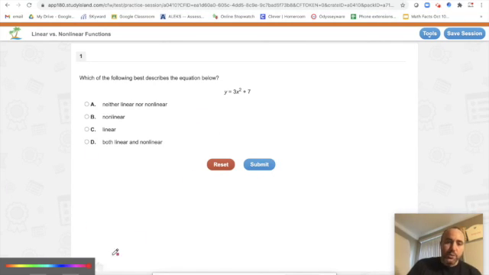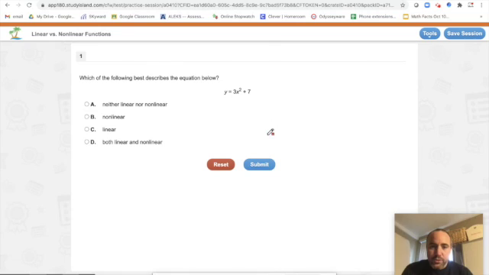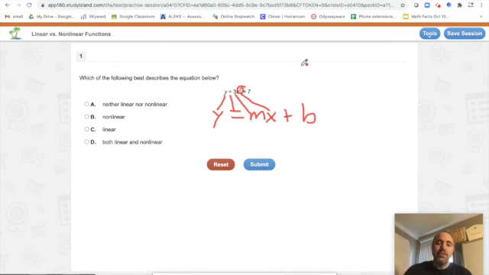So getting started on this problem. y equals 3x squared plus 7. And if you remember, if we have an equation that can be a line, it needs to match up with y equals mx plus b. So we have the y, we have the equals, we have the m, we have the x, but unfortunately we got this little guy hanging out, this squared. And that squared makes this a non-linear function.